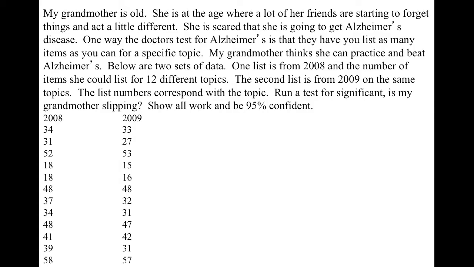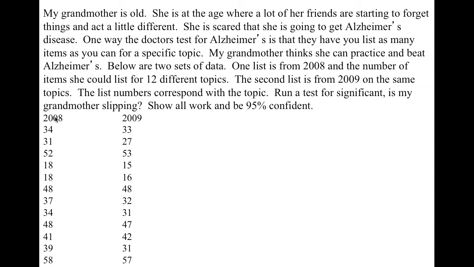So the example we're looking at here, my grandmother is old. She is at the age where a lot of her friends are starting to forget things and act a little different. She is scared she's going to get Alzheimer's disease. One way the doctors test for Alzheimer's is that they have you list as many items as you can for a specific topic. My grandmother thinks she can practice and beat Alzheimer's. Below are two sets of data. One list is from 2008 and the number of items she could list for 12 different topics. The second list is from 2009 on the same topics. The listed numbers correspond with the topics. Run a test of significance. Is my grandmother slipping? Show all work and be 95% confident.